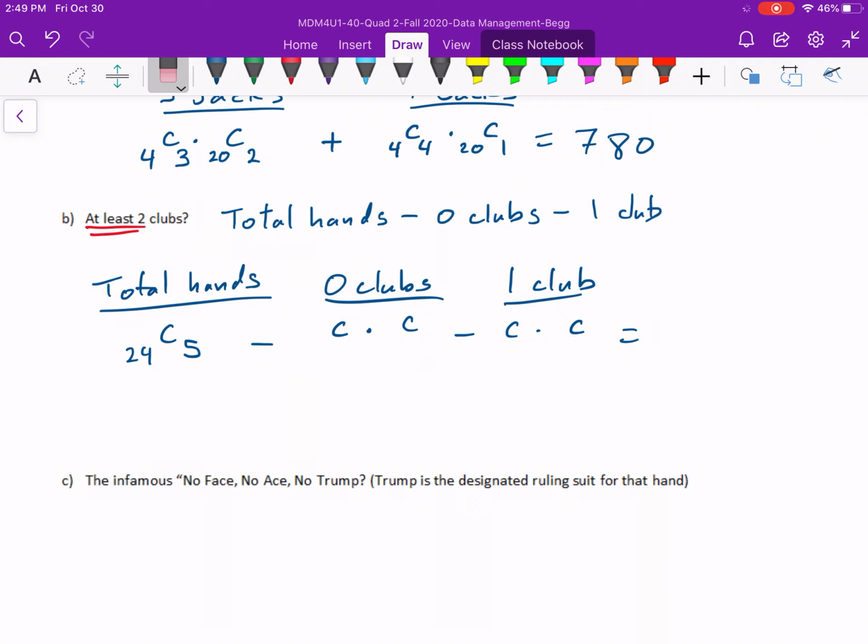So there's 24 cards. We're choosing 5. That's fine. So of the 6 clubs, I want to choose 0. Yes, that makes sense. And of the 18 cards that are left, I want to choose 5. That's something I changed. And then of the 6 cards I had here, I want to choose 1. And I think I already had that. And then of the 18, I needed 4. So I needed to change those 2 numbers there.